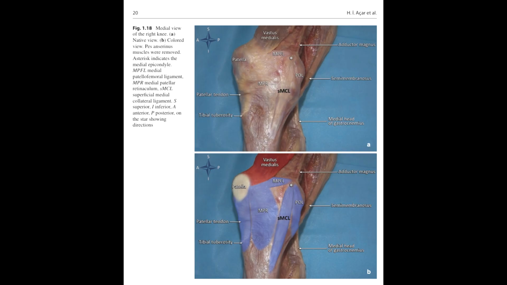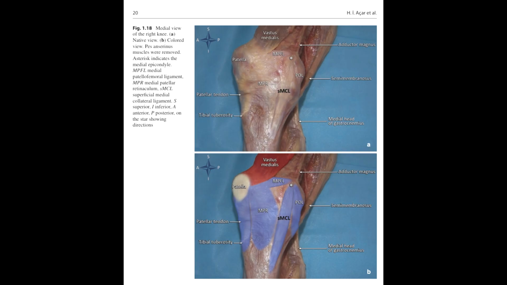Notice first that the pes anserinus tendons have been removed in this view, allowing us to see the ligaments directly. The asterisk marks the medial epicondyle, our bony landmark. From this point radiate several key structures. The superficial medial collateral ligament, sMCL, is the broad, smooth, vertical band running down from just posterior and proximal to the medial epicondyle toward the medial tibia.